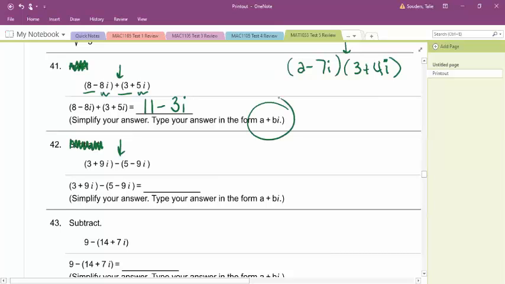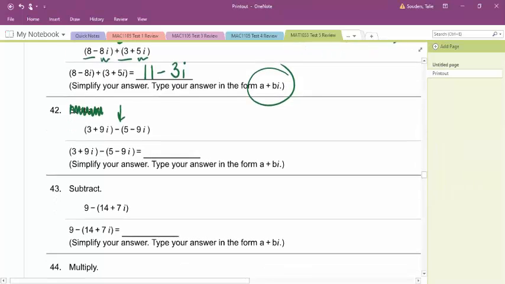You are required to write your answer in that format. So make sure you pay attention to the fact that when you're dealing with complex numbers, we always ask you to write your answer in the form a plus bi. So the real part first and the imaginary part second. So we don't want you to write negative 3i plus 11, even though it's mathematically equivalent, it's not what we're asking for.